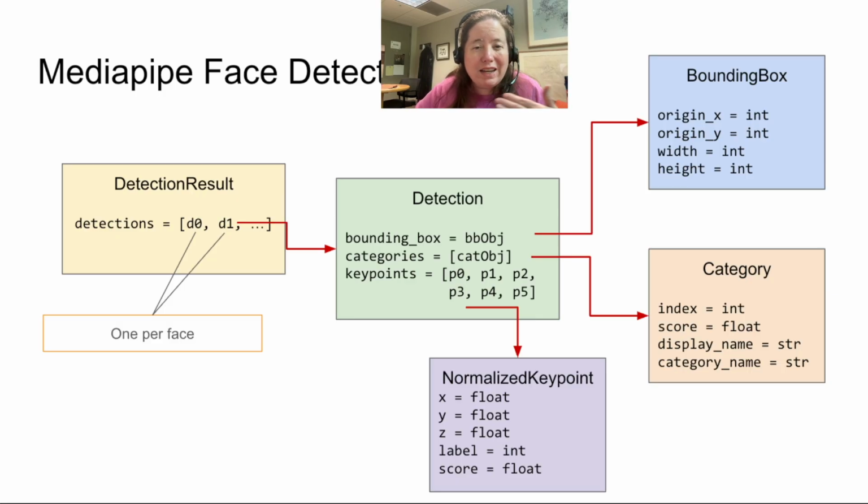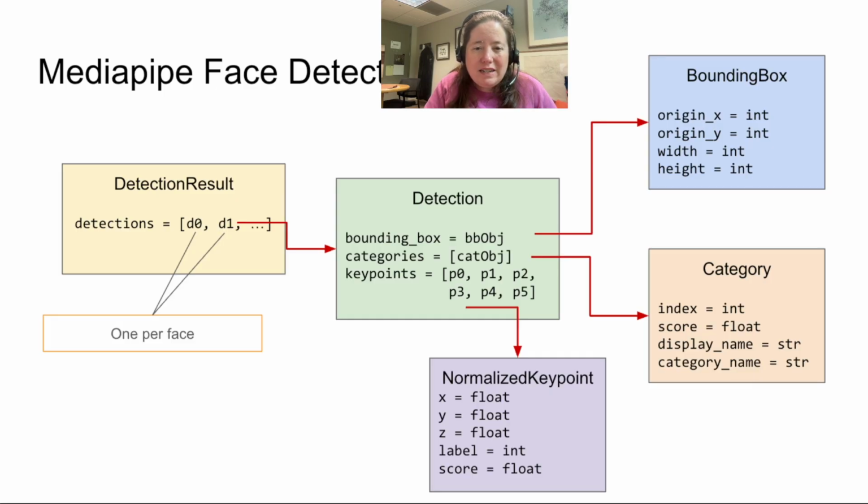When I was running it, I was the only face here, so it only detected one face. So you'd have a list with one thing in it, the detection object. But if you have multiple faces, this is where they would show up, as different detection objects. A detection object encapsulates all the information we have about one face that was detected, and it has three parts: a bounding box variable, a categories variable, and a key points variable.